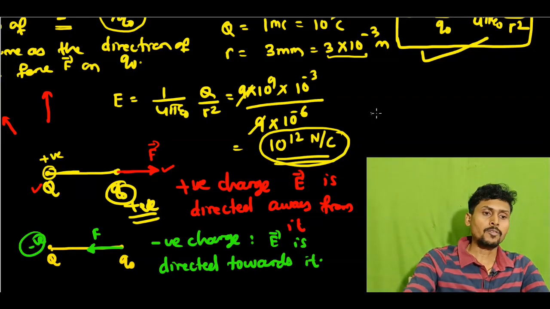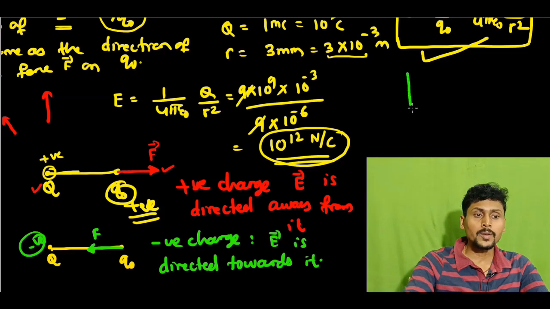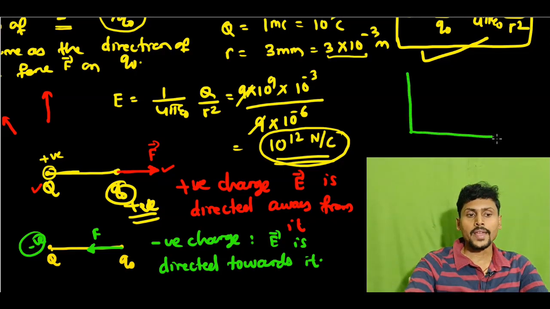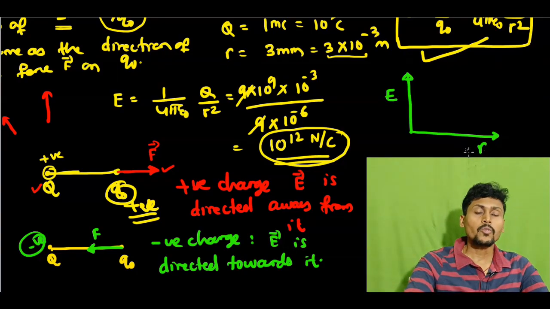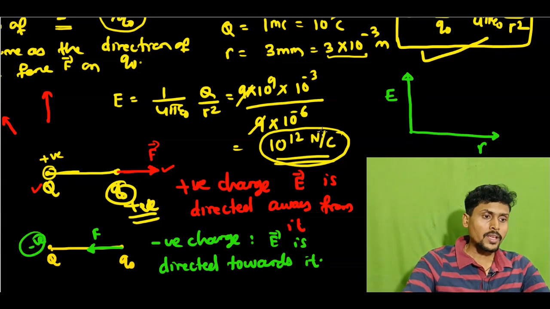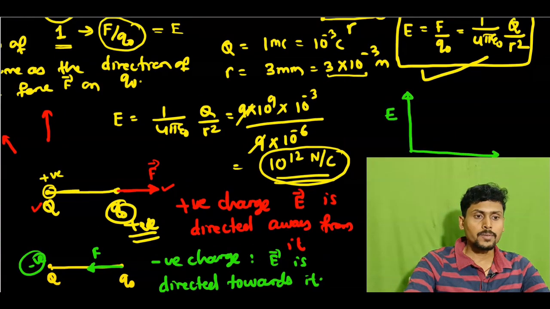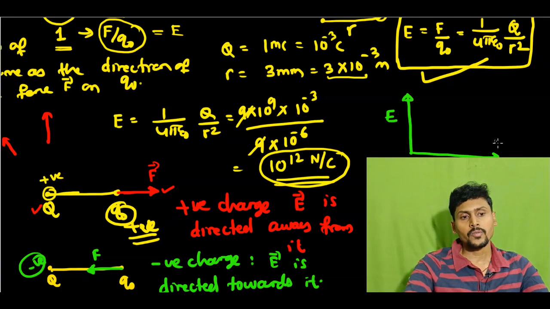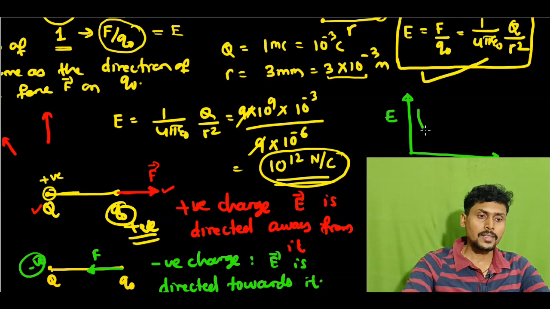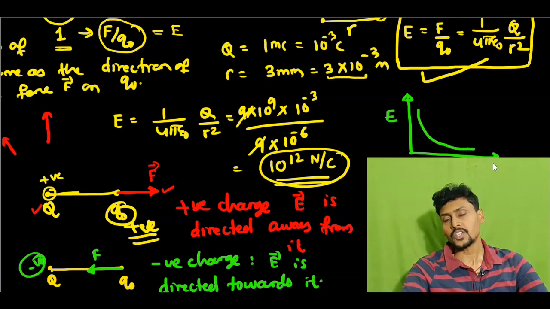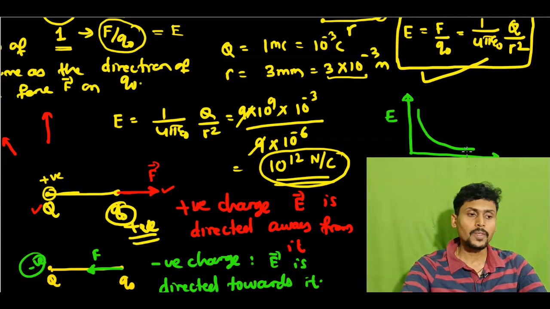Now the last thing I have to tell you is the graphical representation of the variation of electric field intensity with distance. Suppose you want to plot a graph between electric field versus distance, the electric field due to a point charge with the distance from it. You can see that the formula is 1 by 4 pi epsilon naught q by r square. It means with increase of distance, the electric field will decrease and it will obey the inverse square law. So the electric field will vary like this. This is the graphical representation between electric field and the distance.